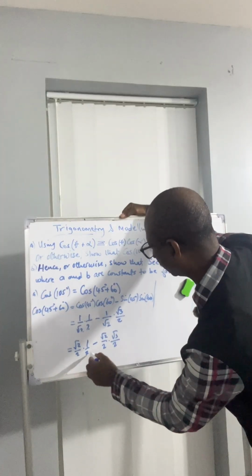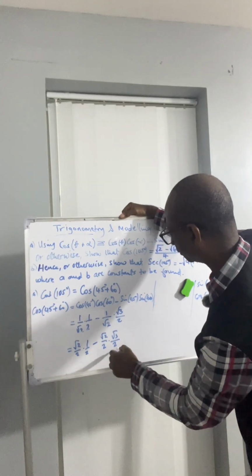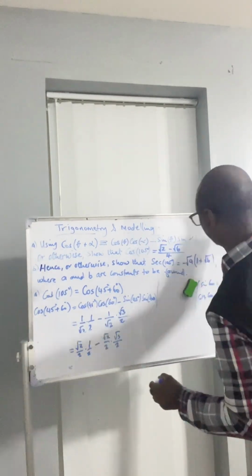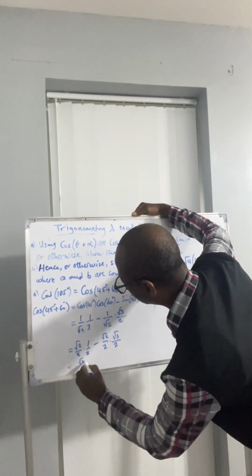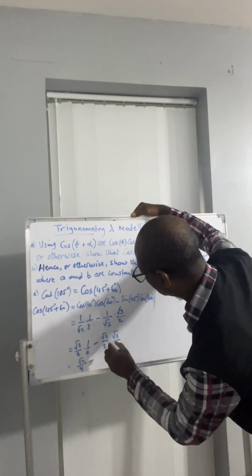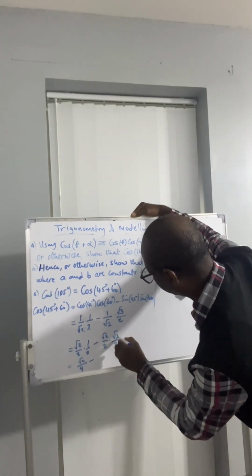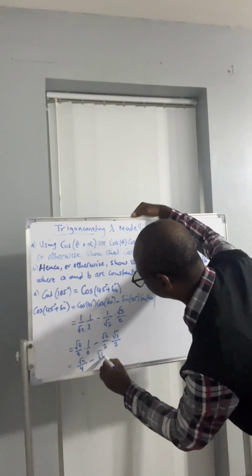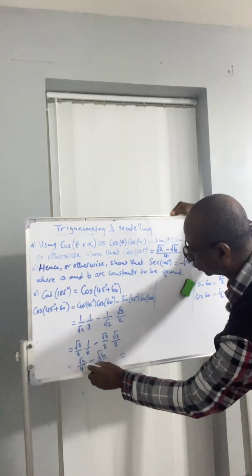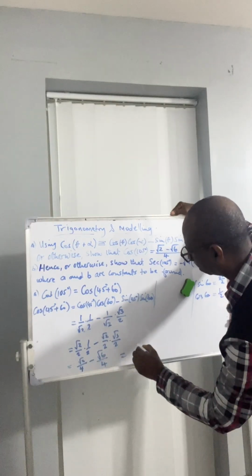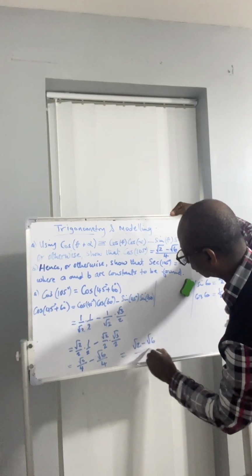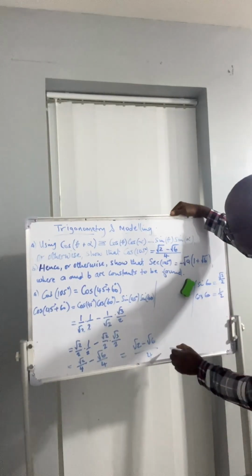So now this problem becomes root 2 all over 4 minus root 2 times root 3 all over 4. This becomes root 6 all over 4. So the problem now becomes root 2 minus root 6 all over 4. So now it's proven.